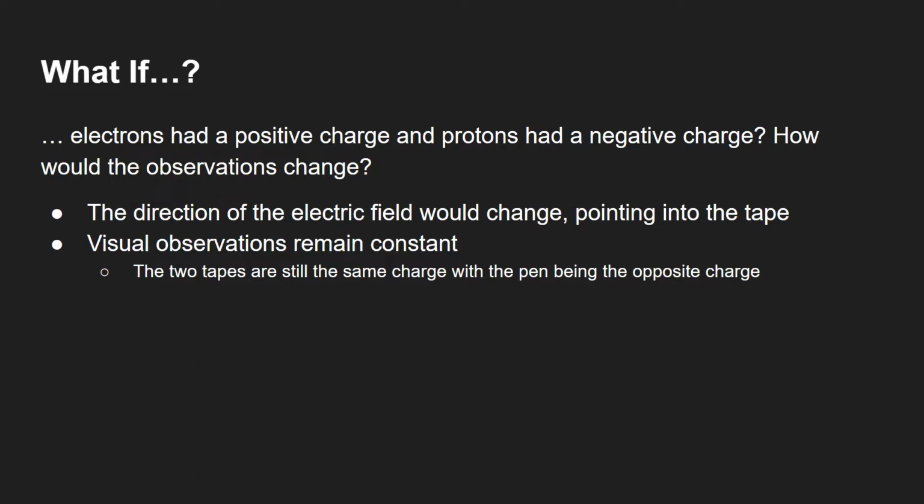Now, what if the electrons had a positive charge and the protons had a negative charge, and how would the observations change? This would just change the direction of the electric field pointing into the tape, since the tape would be positive in how we did it in the lab, it would become negative, in which case the electric field lines point into the negative, so we end up getting that change, but the visual observations should remain constant because the two tapes are still the same charge, like similar charges, with the pin being the opposite charge. So the pin is positive, but the tape is negative. So the visual aspect remains similar.